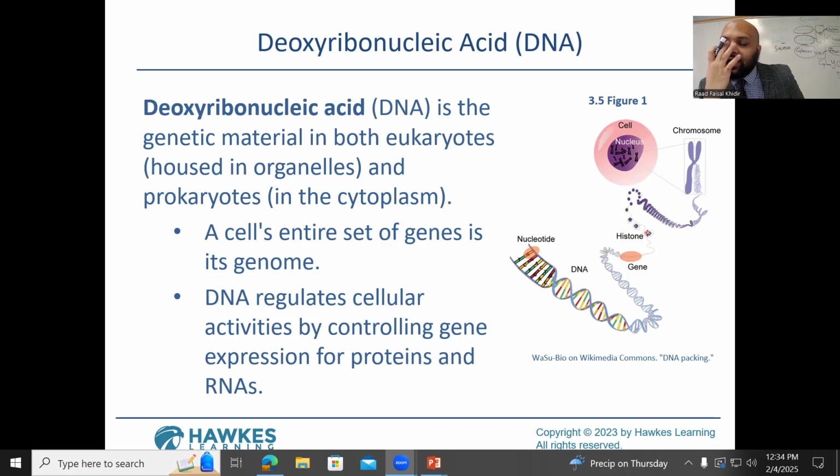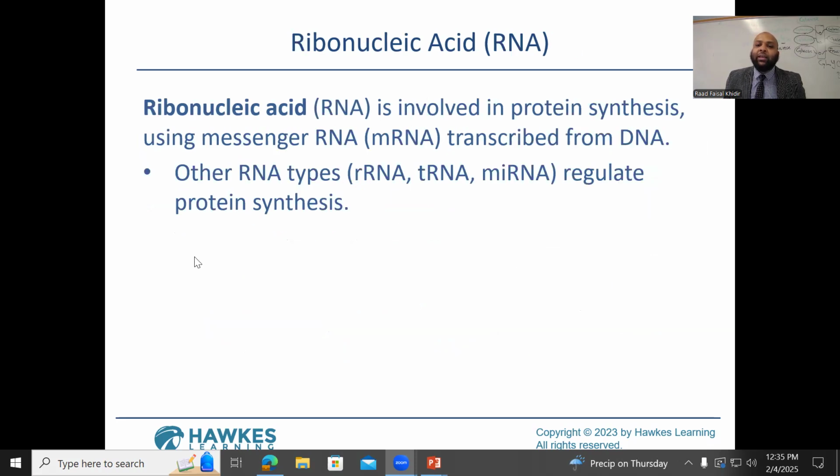We translate mRNA to get proteins in the ribosome. We're going to do that when we do the cell. So DNA regulates cellular activities by controlling the gene expression for proteins and RNAs. Now, when you compare the DNA to the RNA, the ribonucleic acid is involved in protein synthesis using messenger RNA that is transcribed from the DNA.